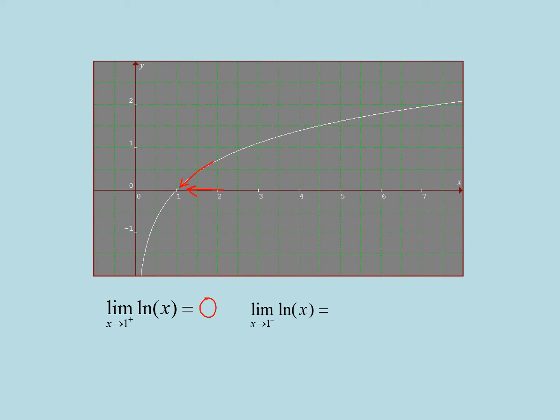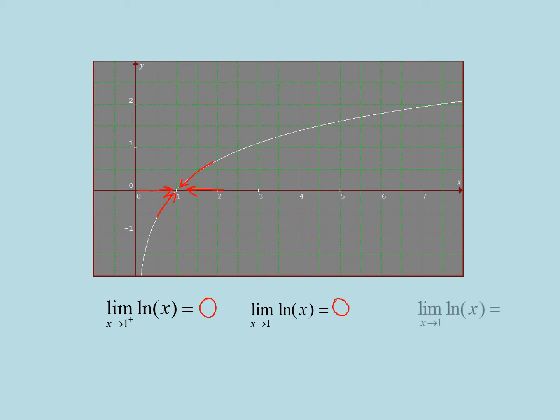Let's look at the other one-sided limit, the limit of ln of x as x approaches 1 from the left. So our values of x are approaching 1 from the left. So we're going to analyze the corresponding y values. Those y values are approaching 0.